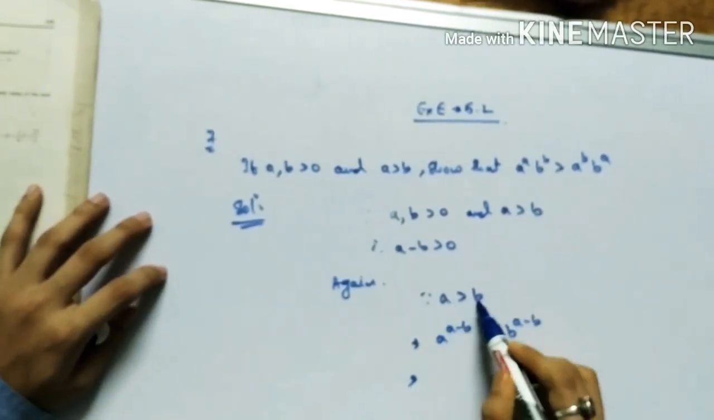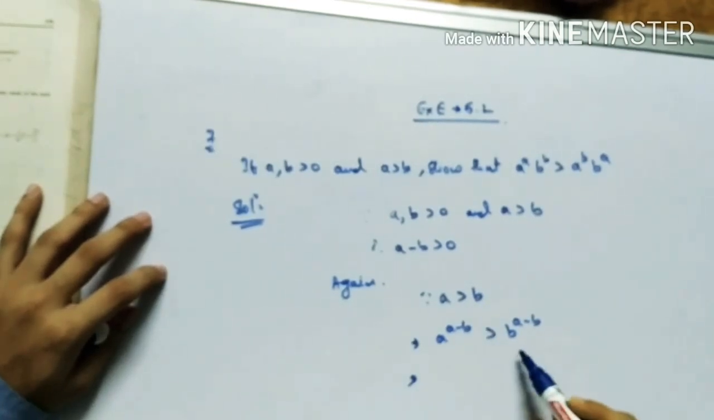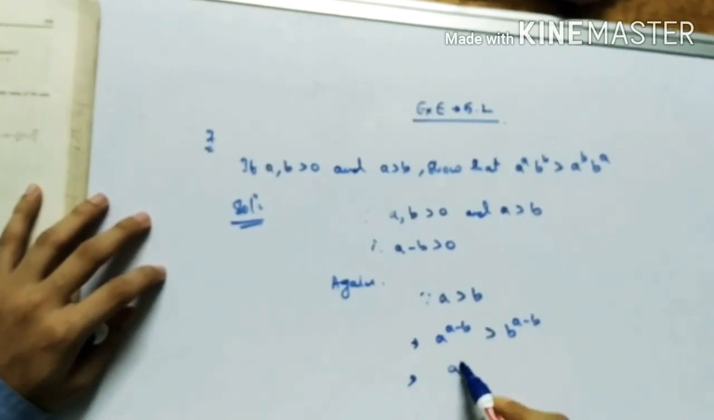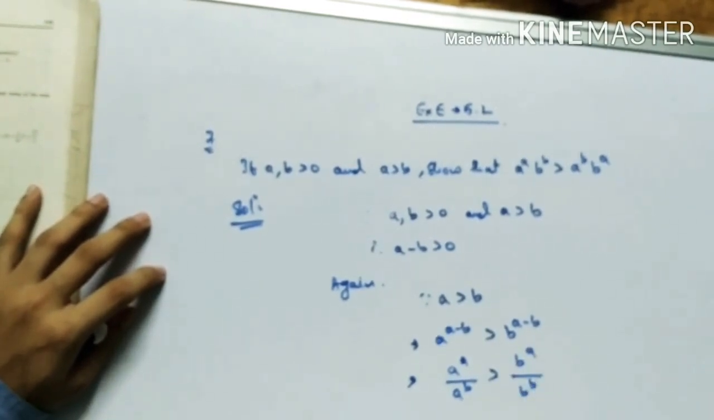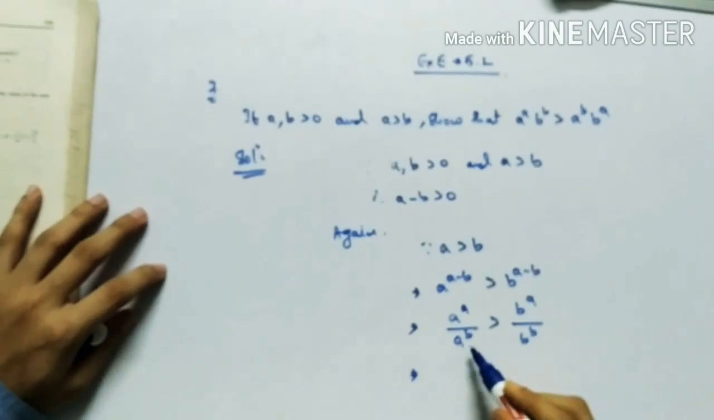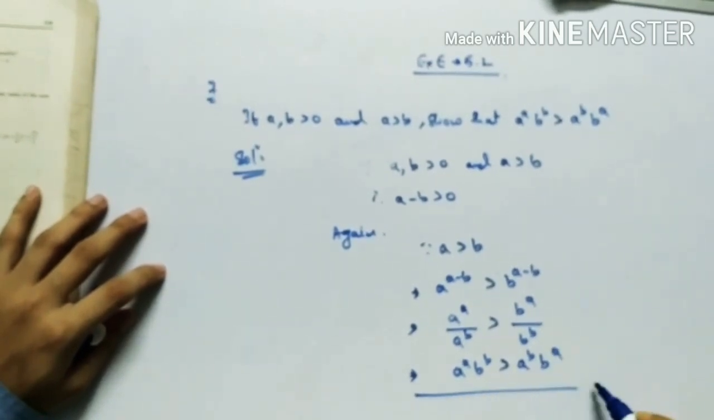Since a greater than b, therefore a to the power a minus b greater than b to the power a minus b. So this one I can write as a to the power a by a to the power b greater than b to the power a by b to the power b. Now if I do cross multiplication, a to the power a, b to the power b greater than a to the power b, b to the power a, and this is our proof.